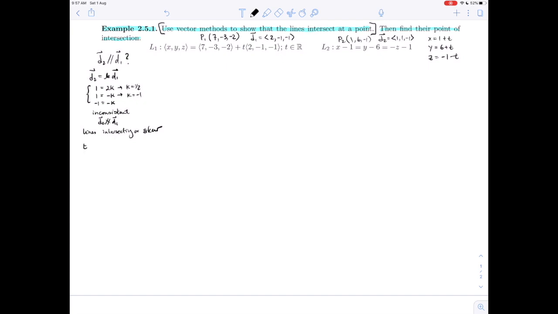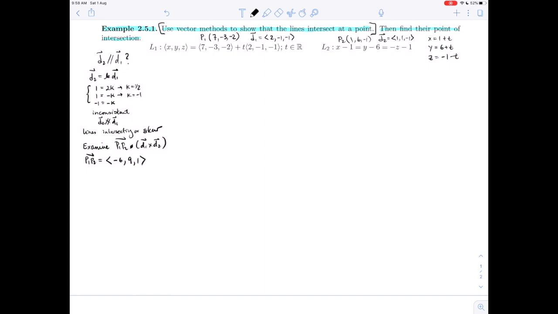To do that, we needed to examine the triple scalar product, P1P2 dotted with D1 cross D2. Let's calculate P1P2. We take the coordinates of P2 and subtract the coordinates of P1. So 1 minus 1 is 0, 6 minus -3, so 6 plus 3, is 9, and -1 plus 2 is 1.